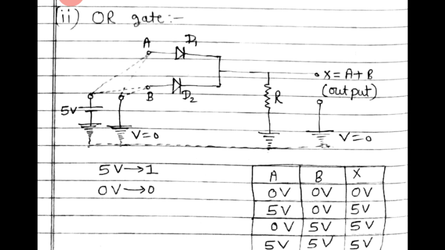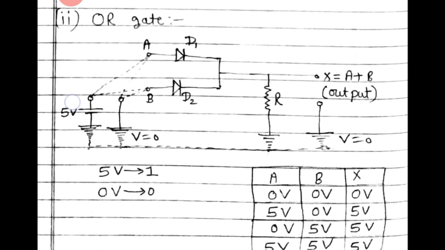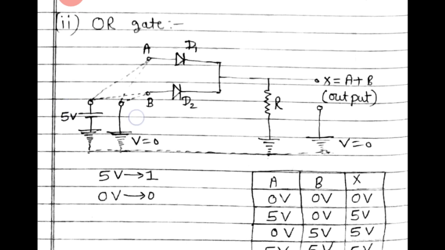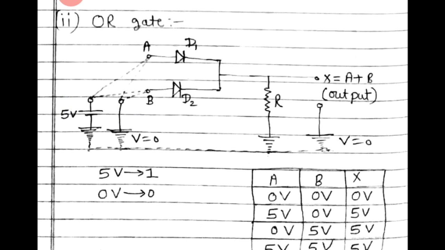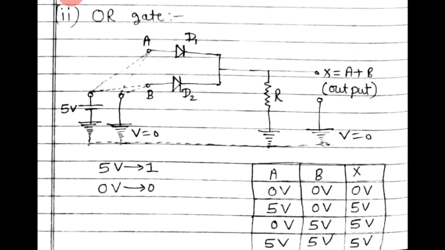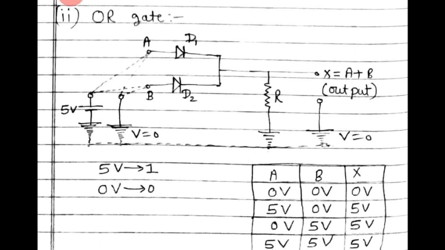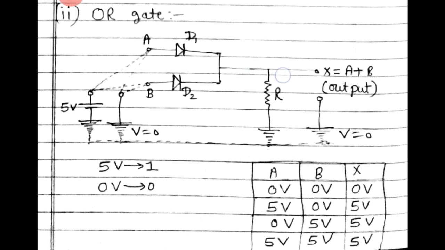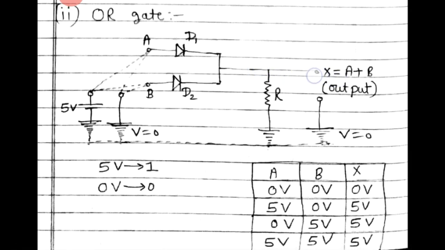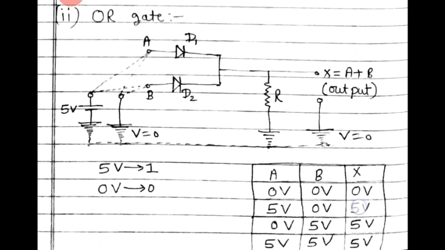Now at point A 5 volt and at point B 0 volt. Point A is connected with this 5 volt and point B with 0 volt. In this situation there will be current through D1 and no current through D2. Definitely there will be current flow in D1, so there will be a potential of 5 volt at this point, because the potential drop will happen after this point. So this point is at 5 volt, so definitely point X will also be at 5 volt. Here output will be 5 volt.